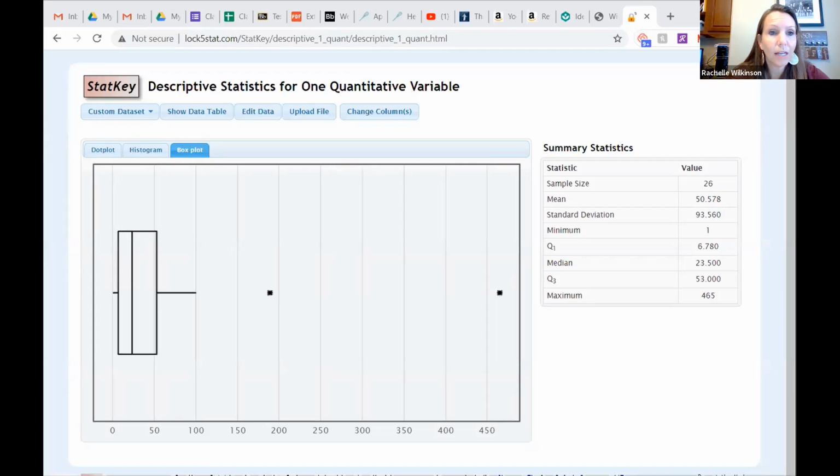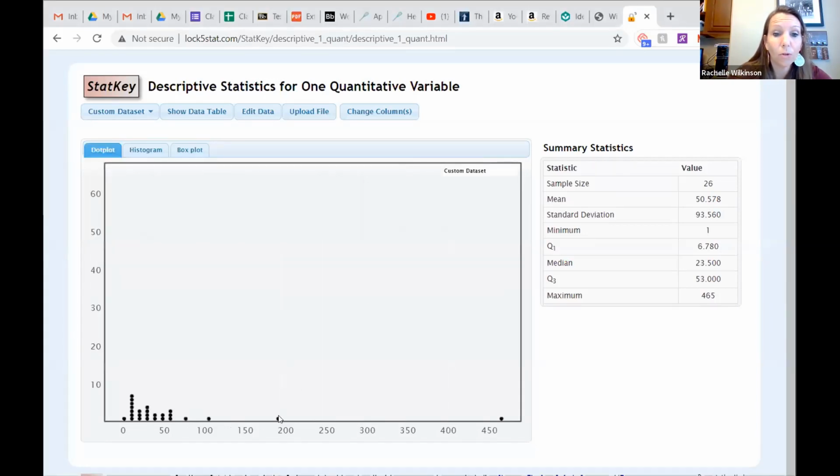Something that's cool inside of StatKey, and you're probably going to find this helpful on the homework when they want you to identify the outliers, is that if I'm on this box plot screen and you roll your cursor on top of those outliers, it will tell you the value of the outliers. So in our class, we had 2 outliers, the person who held it for 189 and the person who held it for 465 seconds. So that's handy. Also on the dot plots, if you roll over the dots, it'll tell you the values of all of those observations.